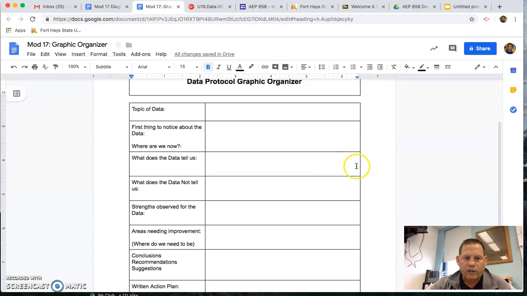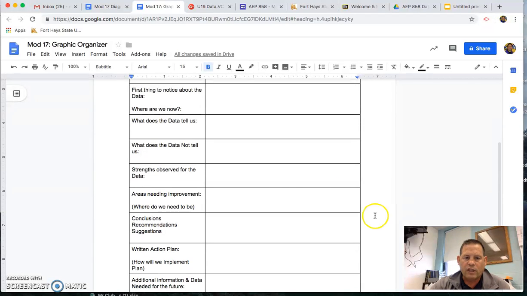And then what the data tells us and what the data doesn't tell us, the two things that we are looking at, what we can see and what we can't see. Then we're going to observe the strengths and weaknesses, areas that they need to improve. They're going to come up with some conclusions. And in the areas that need to be improved, they're going to be asking the question, where do we need to be? Where do we want to be?